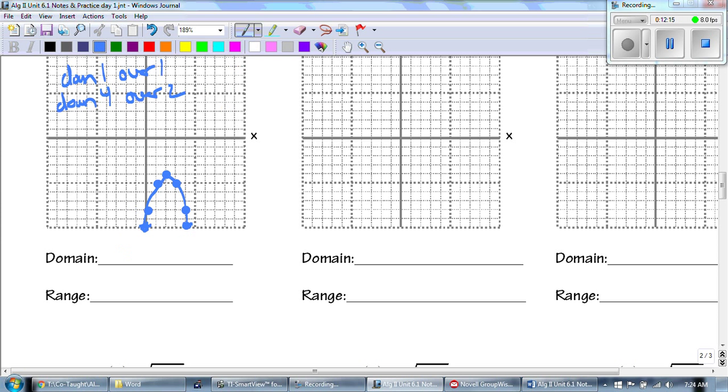Okay, now our domain is the same. There are no limits from left to right. It's negative infinity to positive infinity. But remember, our range from low to high, the lowest I go is negative infinity, but then the highest that I go is -4.